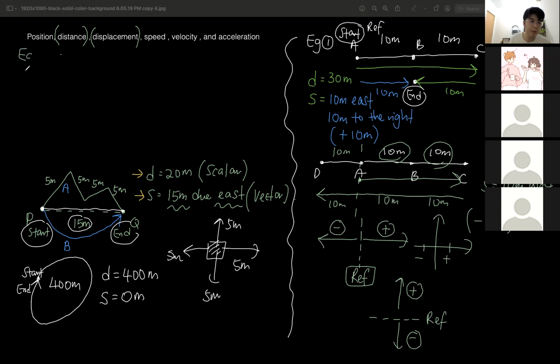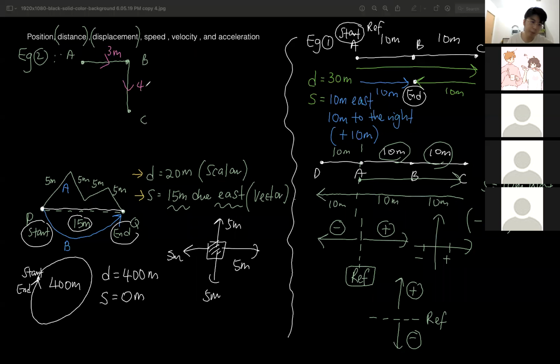Okay, let's do another one. Example two. Again, we've got three stations. This is a top view, so it's like you're looking down. You've got three stations here. A person walks from A to B and then from B to C.